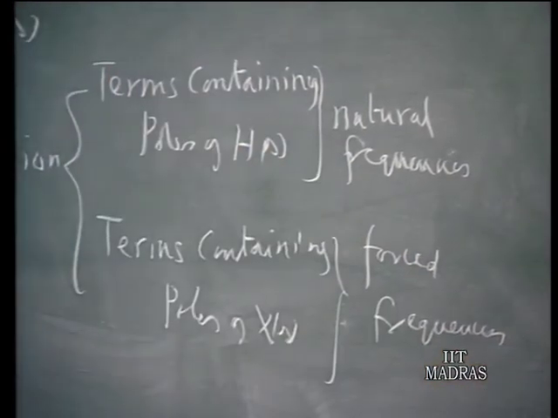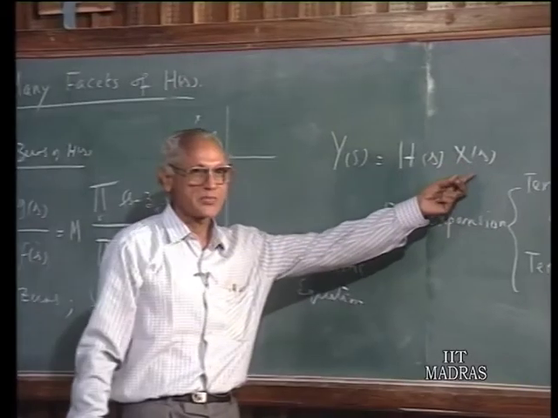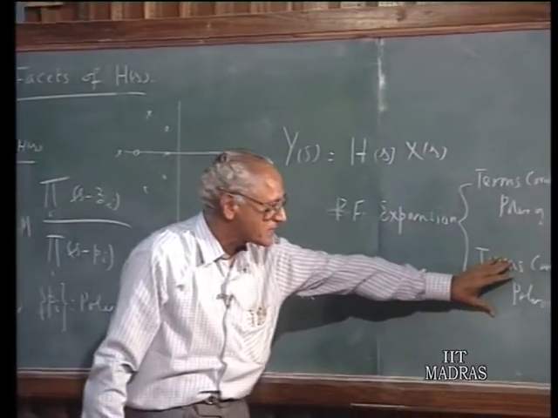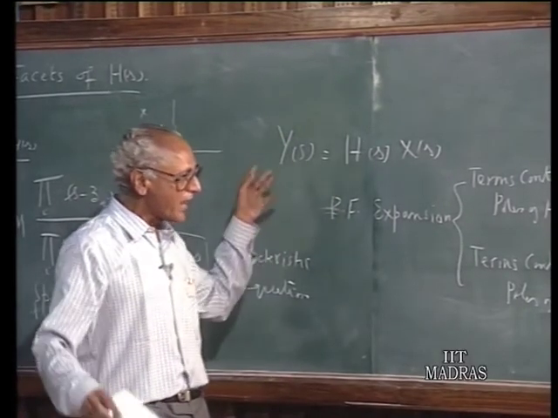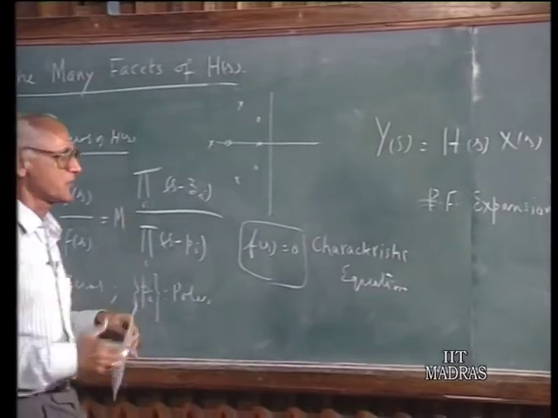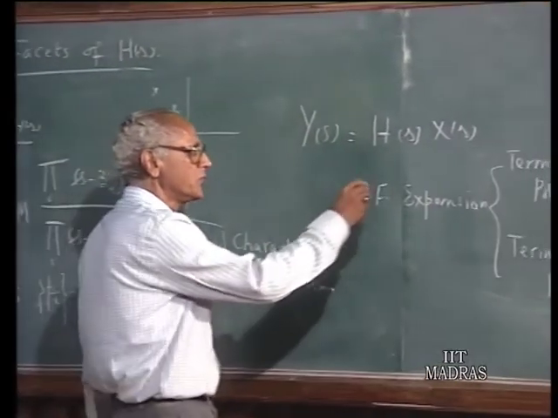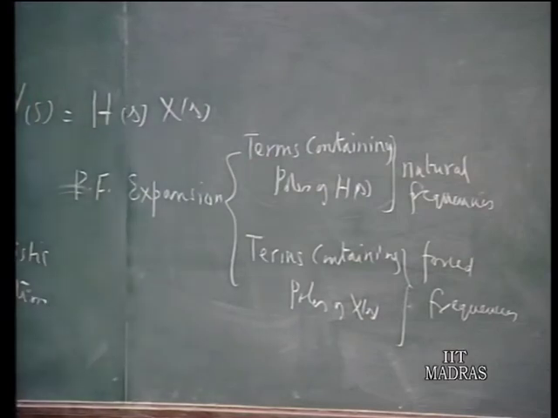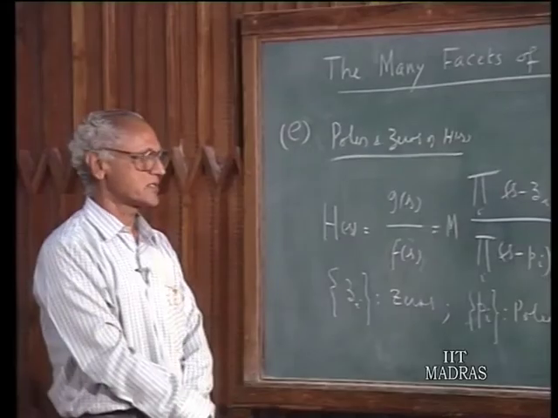So when you have Y(s) and you make the partial fraction expansion, you get some terms corresponding to the poles of H(s), and some terms corresponding to the poles of X(s). The terms corresponding to the poles of X(s), if you add up the time domain response of all of them, this is the forced response. On the other hand, if you take into account only the poles of H(s), they represent the natural frequencies. So the summation of all the corresponding time domain expressions represents the natural response of the system.